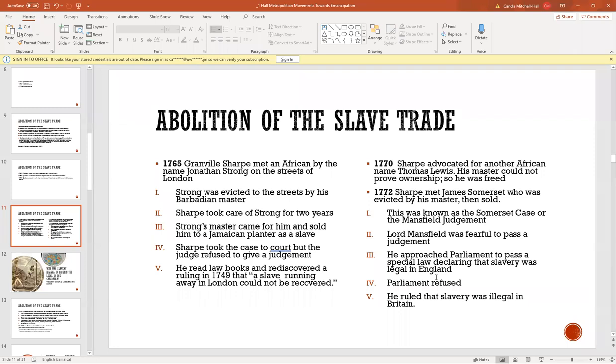So when the judge did his research, he realized that Sharp was correct. There is no slave law in Britain. Slave law only applied to the Caribbean. In fact, in British colonies, each colony made their own law. There was no law in Britain that said that slavery should exist. There was none of that.